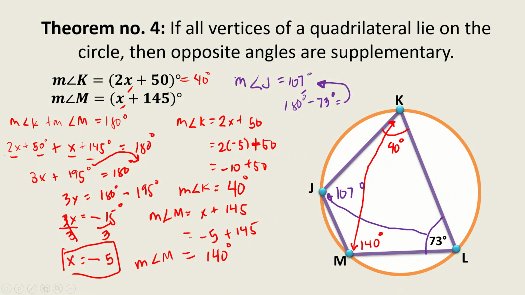Again, pag grade 10, theorem number 4 states that if all vertices of a quadrilateral lie on the circle, then opposite angles are supplementary. Okay po.